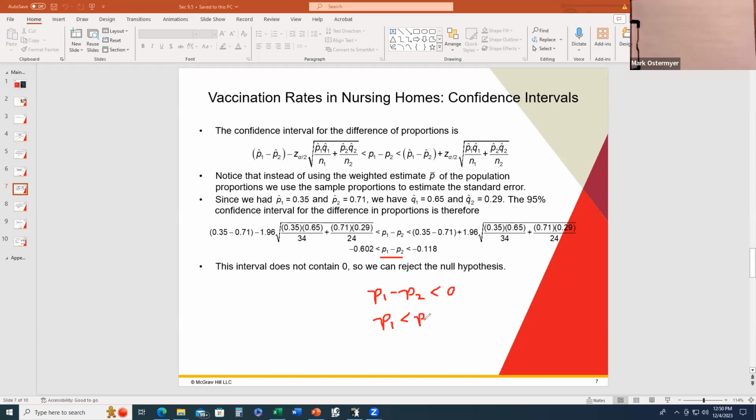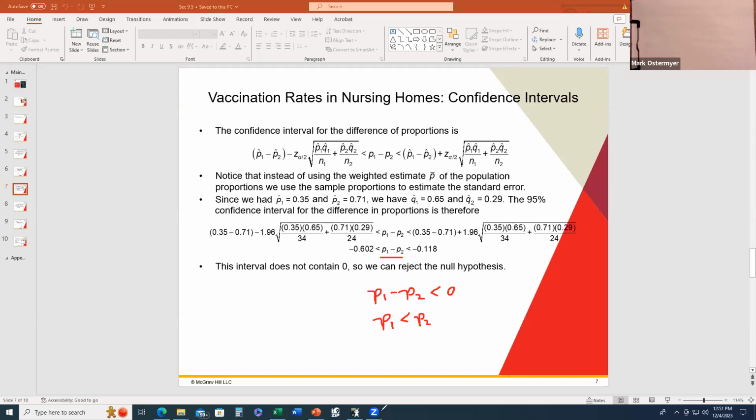P2. So it does appear that not only is there a difference in the vaccination rates between the small and large nursing home facilities, it also appears that the vaccination rates of the smaller nursing homes is less than the vaccination rates of the larger nursing homes. That's what we can also ascertain from this confidence interval here. Everybody see that there? But nonetheless, notice the confidence interval in general does support our hypothesis test conclusion, as it always should.